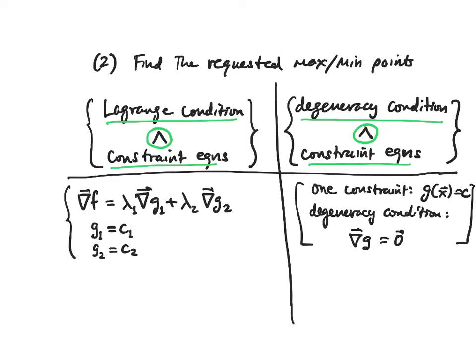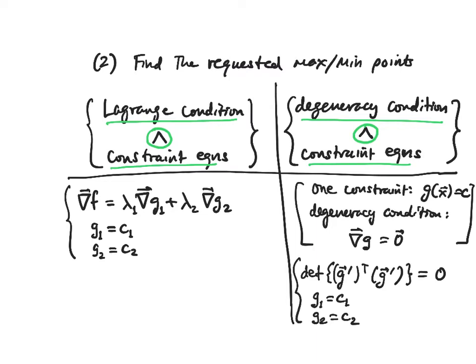Okay, let me just do it in a very general form, and then I'll do it in a more specific form that's useful for calculations. The most general way to write it is that the determinant of G prime transpose times G prime is 0. And then, of course, you still want the constraint equations with that. So again, it's a system of equations.